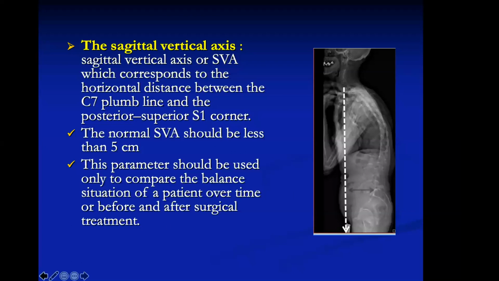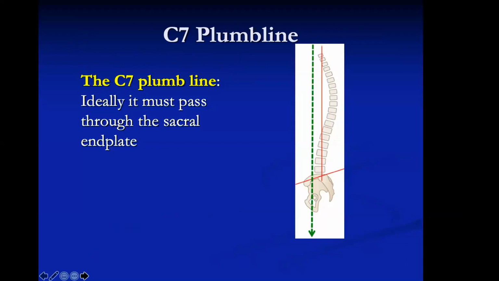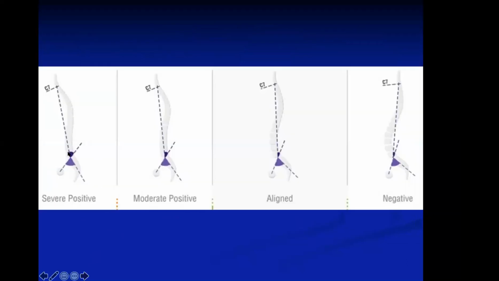So when there is significant decompensation and when the body leans forward, in a significantly listhetic situation, there is loss of sagittal balance. Okay, so it keeps leaning forwards. So this is called positive balance, severe positive balance. So it keeps leaning forwards because all compensation mechanisms have been lost.